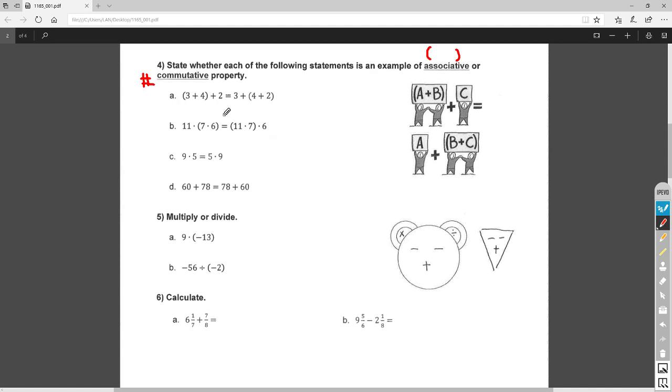So looking at A, the numbers are still in the same position, right? You see the 3, the 4, the 2 is in the same position on both sides of the equal sign.